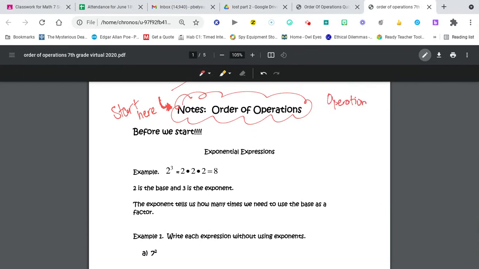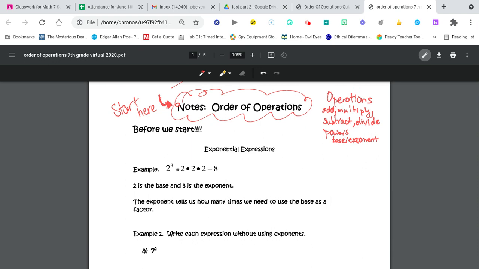mathematical operations, such as add, multiply, subtract, divide. And you may also see something that we call powers. Powers, and I'll explain that in a minute. It has a base and also an exponent.